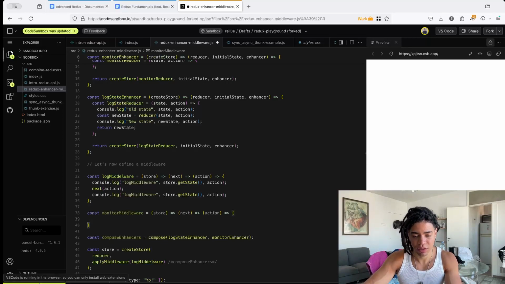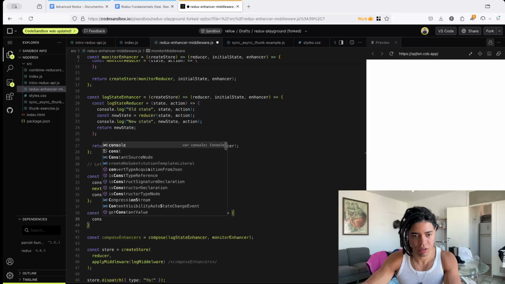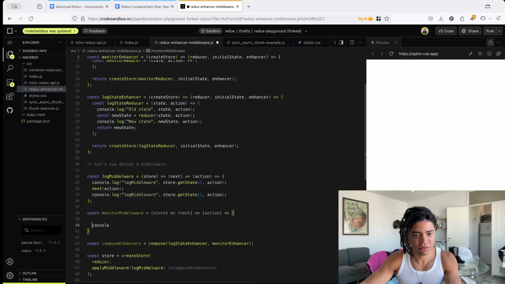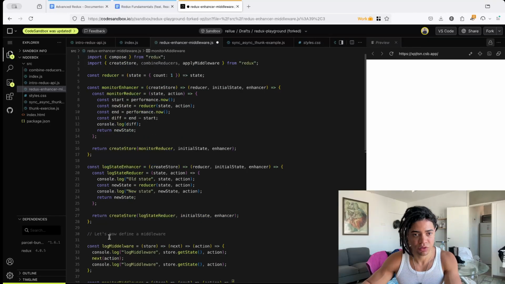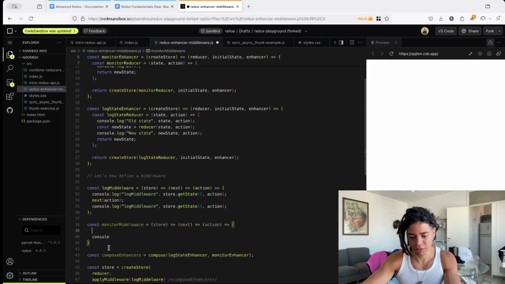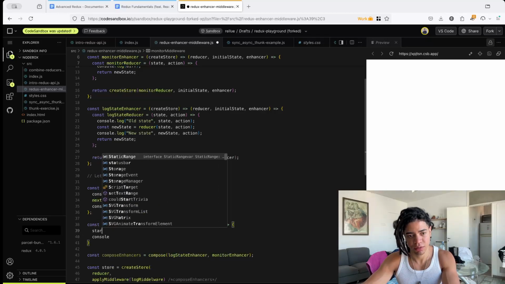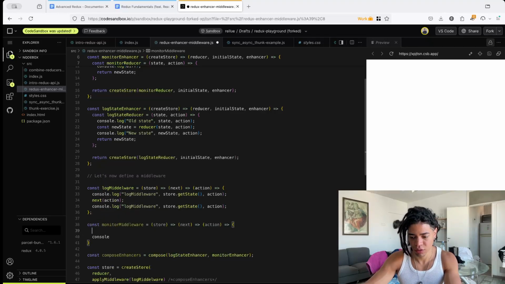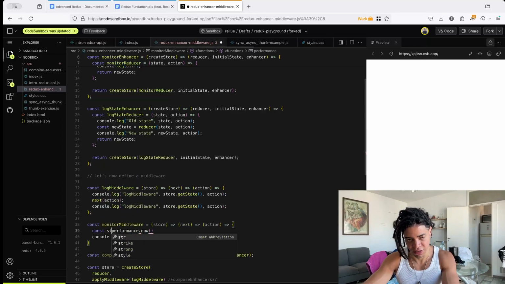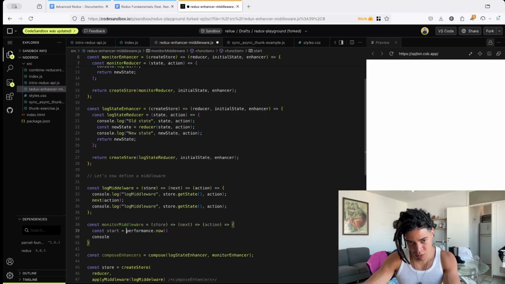So here we're going to say, hey, console.log, we can say time, because we want to monitor time, right? We're going to say start, but here I want to check the performance now, and then assign that to a variable called start. So I want to store this as start. Okay, console.log that as fast as possible.